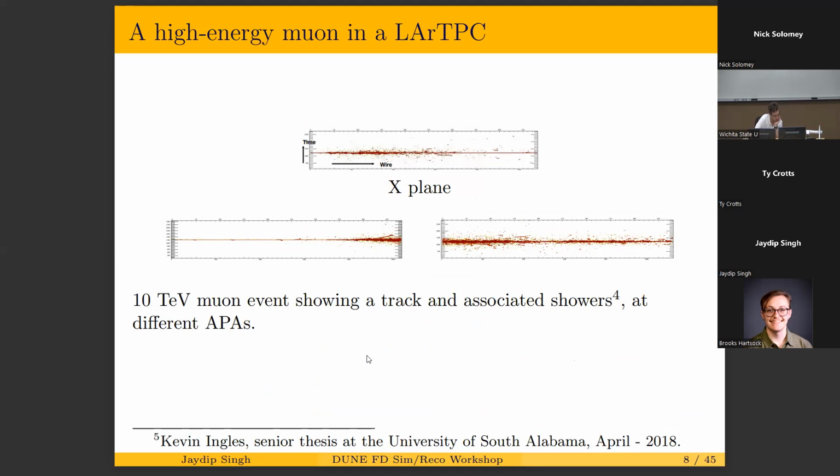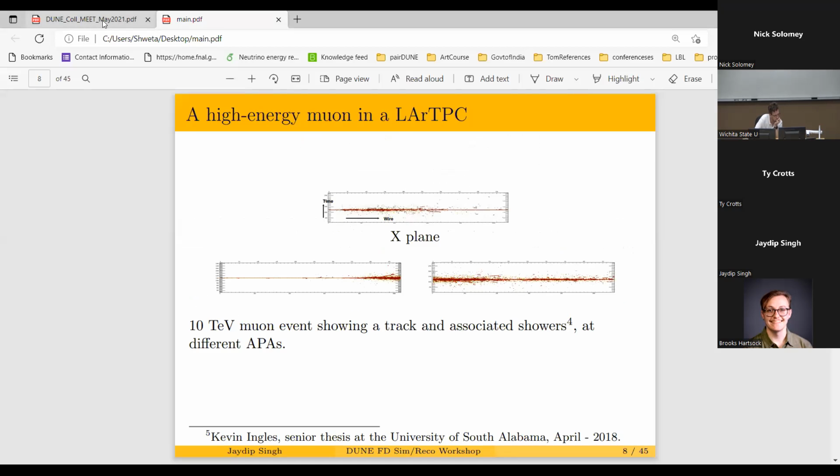These are the events at different APAs. This is a 10 TeV muon event. One can see there are tracks as well as showering. That may be at the initial stage of the tracks, or in the final stage of the tracks, or it may be throughout the tracks. So, as I already said, there will be tracks as well as several showers. Our job is to get the complete energy deposition through the tracks as well as through the showers. I will just change the slide.